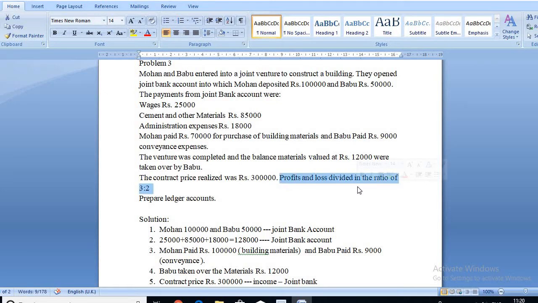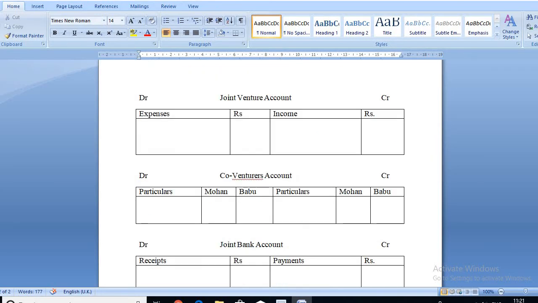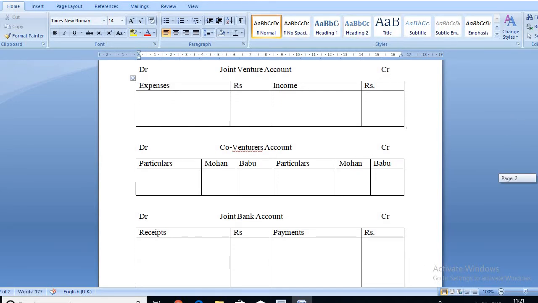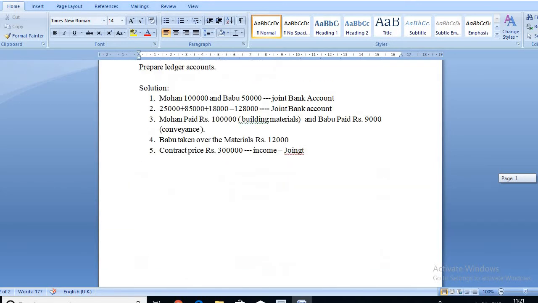Now we have to prepare ledger accounts. I opened 3 ledger accounts: one is joint venture, one is co-venture, and one is joint bank account. Let's do the transactions one by one. What's the first transaction? Mohan and Babu contributed money and this money was deposited into the joint bank account.